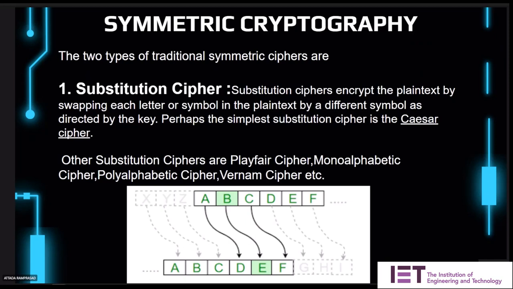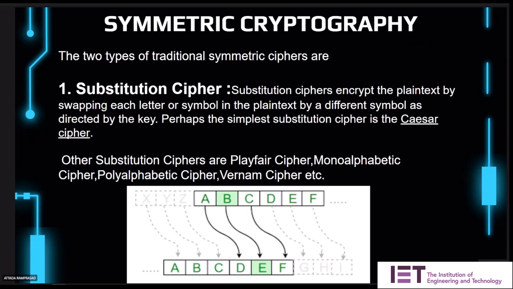And this continues. The method is apparently named after Julius Caesar, as this was used by his officials for communication purposes during his era. Some of the other substitution ciphers we have apart from the Caesar cipher are the Playfair cipher, monoalphabetic cipher, polyalphabetic cipher, Vernam cipher, and so on.